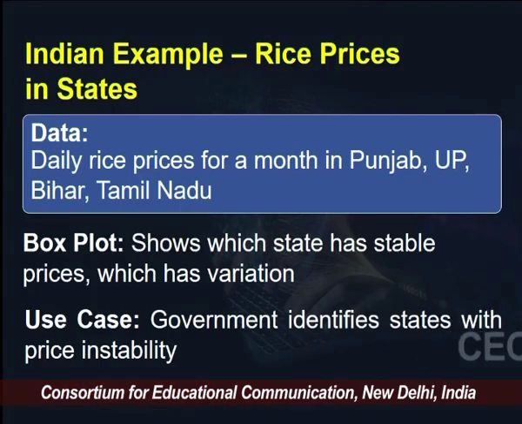Now let's get one example of using box plot. So we are interested in understanding daily rice prices for a month in Punjab, UP, Bihar and the state of Tamil Nadu. Now what would our box plot show us? So our box plot would show which state has stable prices and which has variation. So what is the use case here? The use case is government can identify states with price instability in rice.